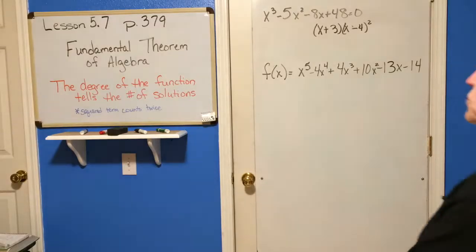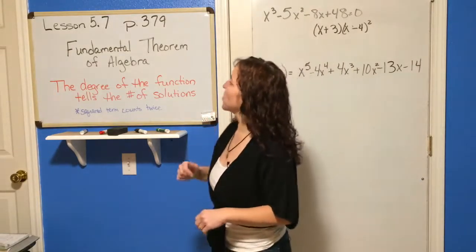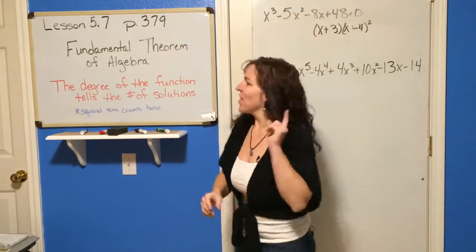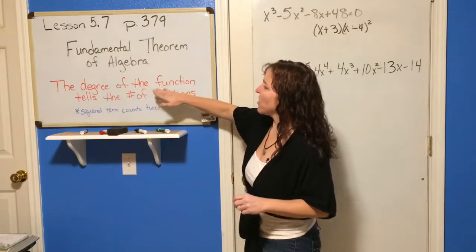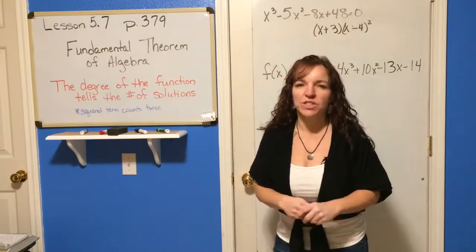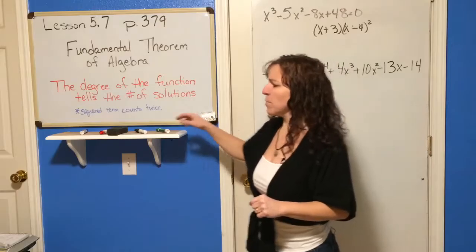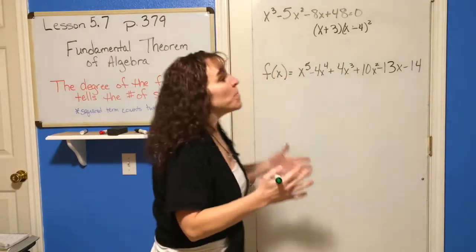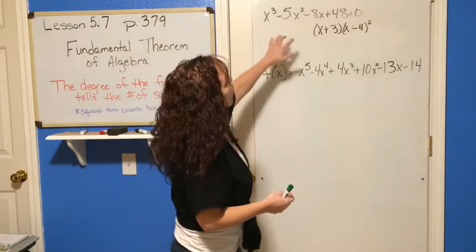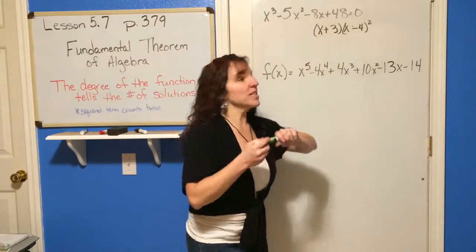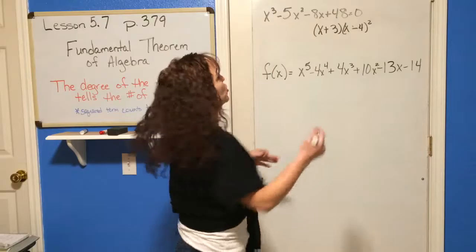Section 7 of Chapter 5, we're moving on to the fundamental theorem of algebra. So that theorem is actually quite simple. The theorem simply says that the degree of the function tells the number of solutions. I think I've told you that somewhere in these lessons, and I don't remember exactly when. But the bottom line is, whatever the degree of the function is, that tells you how many solutions you have.